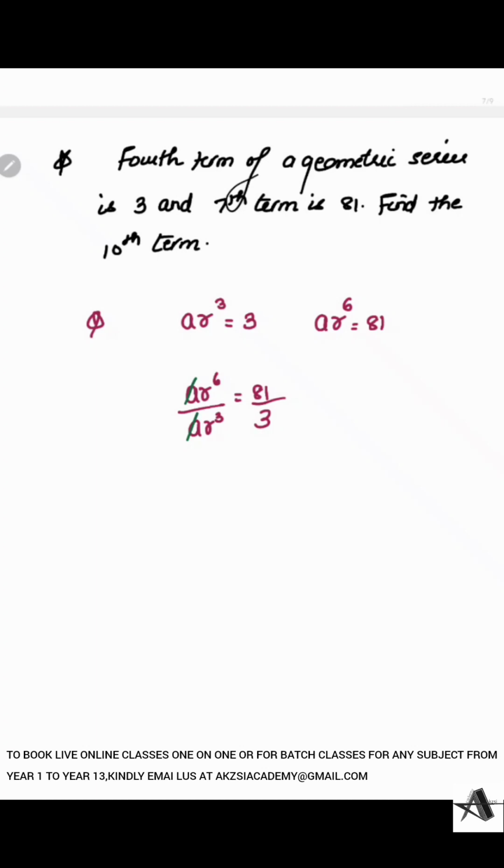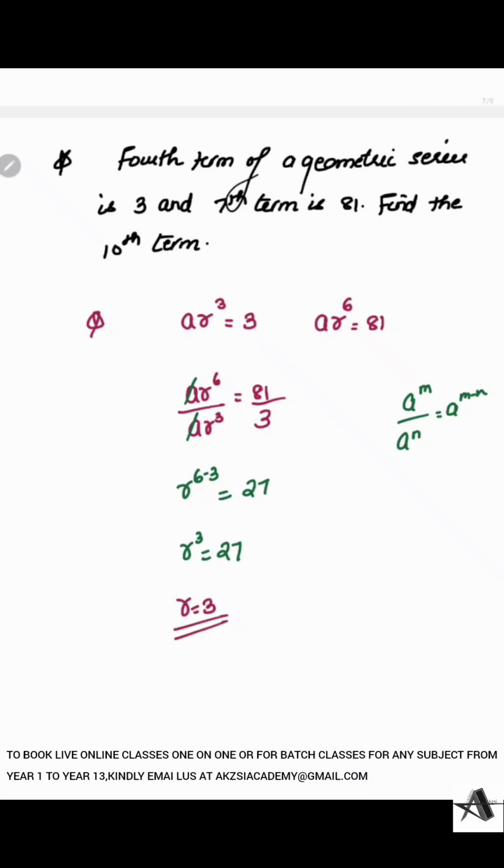According to the law of indices, a to the power of m over a to the power of n is a to the power of m minus n. You just need to subtract the powers. So this will be r to the power of 6 minus 3, and 81 over 3 is 27. r to the power of 3 is equal to 27, and on finding the cube root, we'll get the value of r as 3.